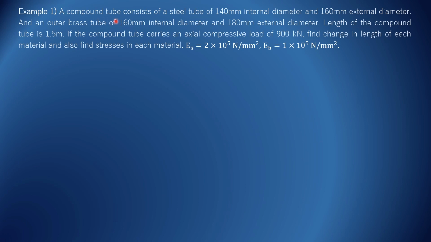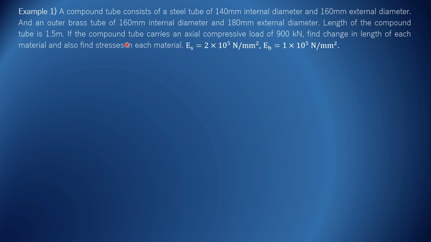A compound tube consists of a steel tube of 140 mm internal diameter and 160 mm external diameter, and an outer brass tube 160 mm internal diameter and 180 mm external diameter. So outer is brass tube and inner is a steel tube. So it is a compound tube. Length of the compound tube is 1.5 meter.